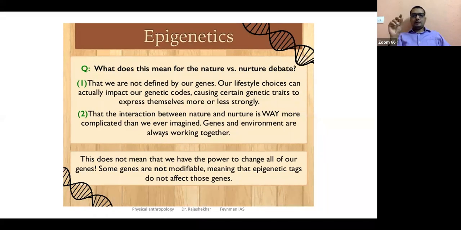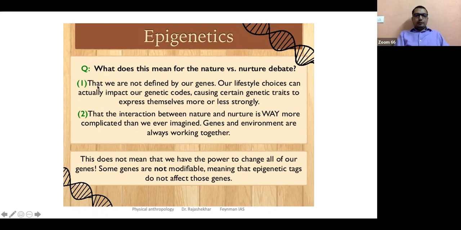Methylation of DNA sequences can silence genes. We talked about this concept, right? So epigenetics: methylation is one example of epigenetics, making such changes to DNA to alter expression of certain genes is what is called epigenetics. That is what they're talking about here.